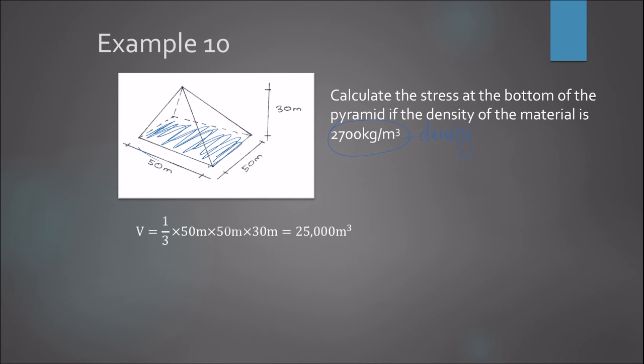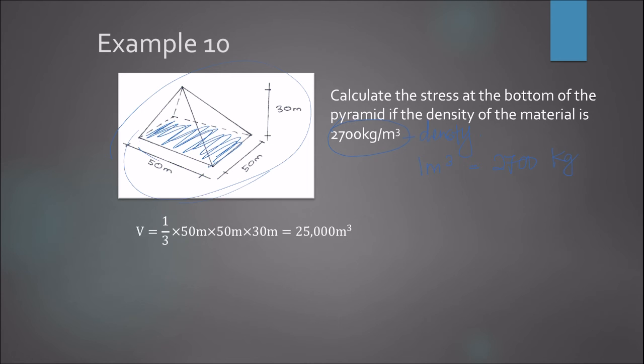Okay. First, we need to calculate the volume of this pyramid. Because if you notice, it gives the density per meter cube. It means the density of the pyramid is 1 meter cube equals 2,700 kilogram. That is the mass. Okay, this is in mass, not Newton. Newton is weight, while kilogram is mass. We know 1 meter cube is 2,700 kilogram, but how many meter cube is this pyramid actually? Okay, that's what we need to find.